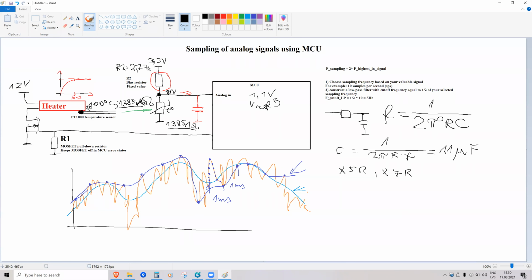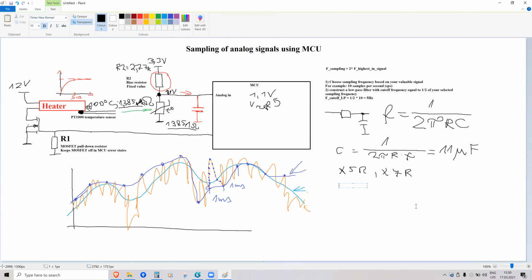And I'll write it down here. Remember to check capacity at working voltage. X5R and X7R capacitors have a capacitance decline under voltage.